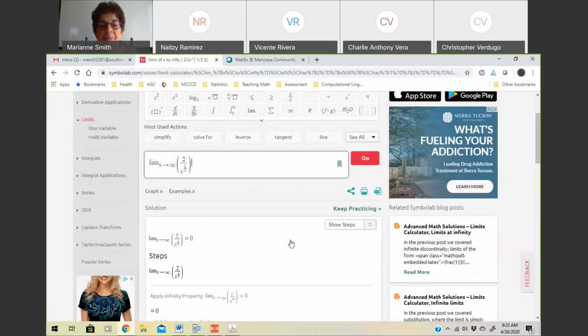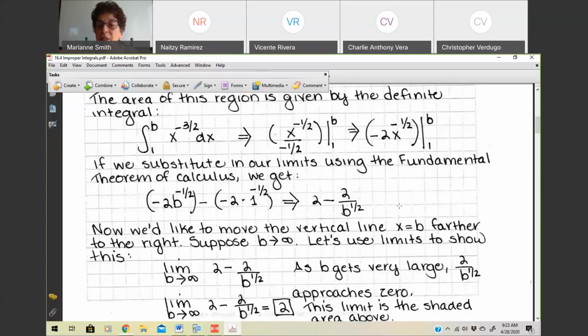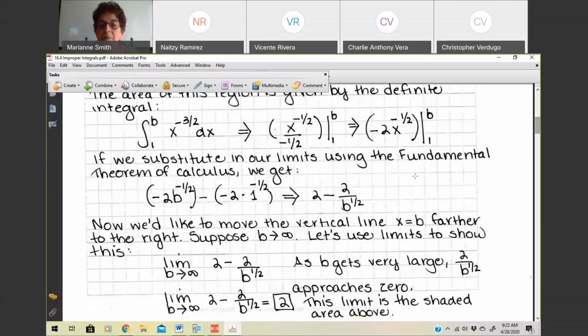So again, if you're struggling with the concept of limits and how to evaluate them, you can use Symbolab for help. So then I have 2 minus 0. 2 minus 0 just gives me a 2.